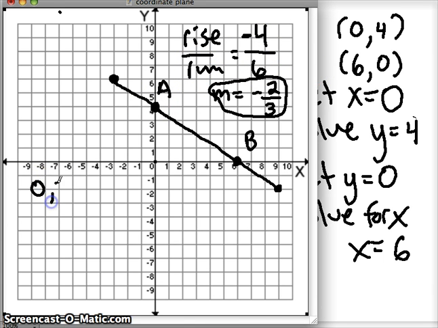(0, 4) and (6, 0). Remember, this is our x and our y. Here's our x and our y. Why did it just draw that line? I don't know. Ignore that.